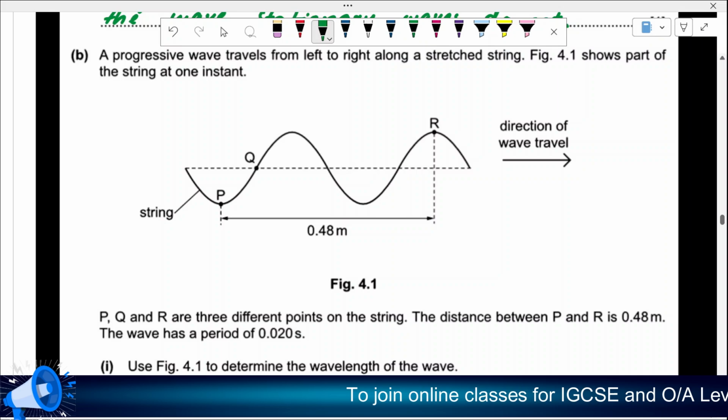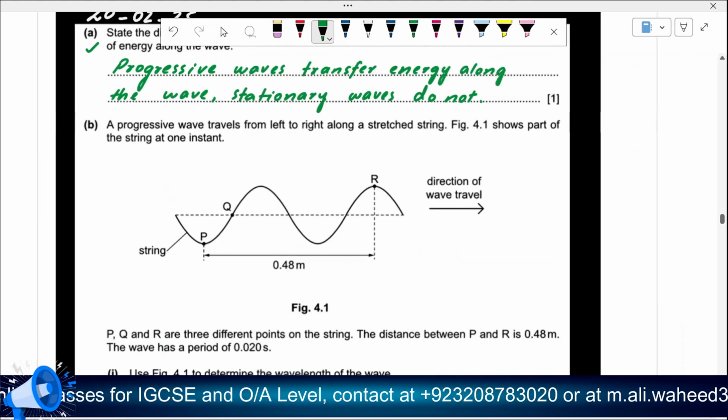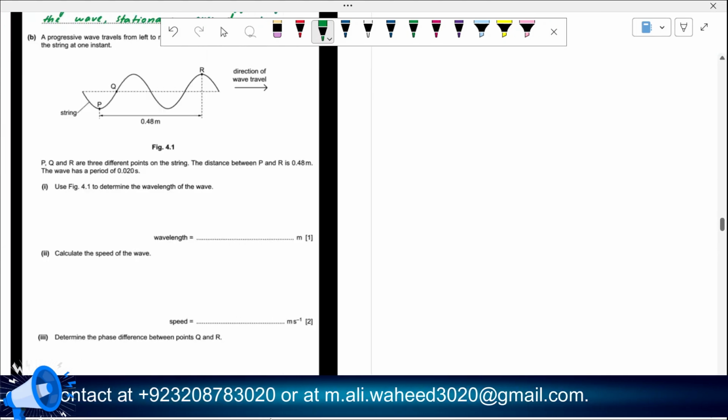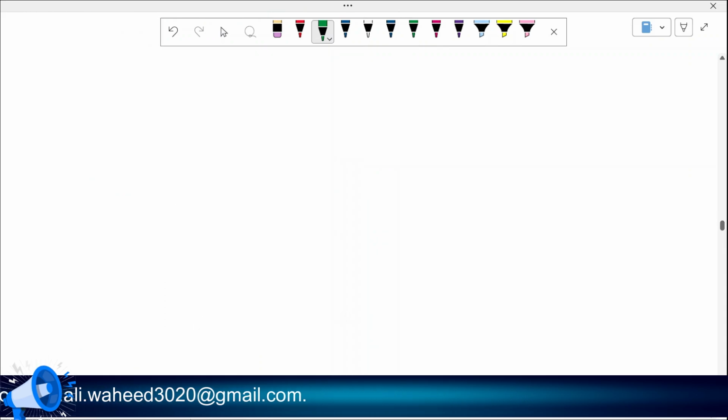All right, so the next part of the question is from the progressive waves. Part B is from the progressive waves, and the one after this one is from stationary waves. So just let me zoom it in.